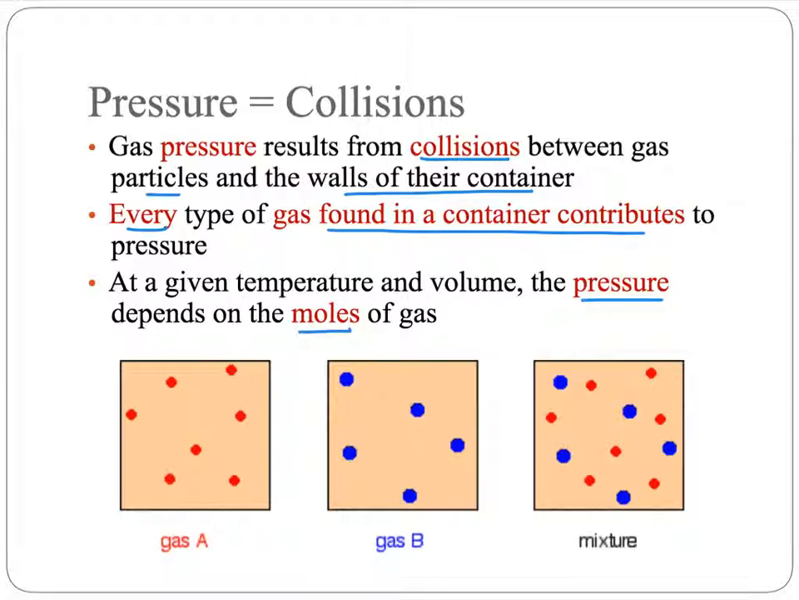This illustration down below shows that gas A is going to be colliding into the walls of the container at a certain pressure, and gas B also will be colliding into the walls of the container, so that when you put them together into a mixture, you're going to have two different types of gas particles, but they will still be colliding and contributing to the pressure.